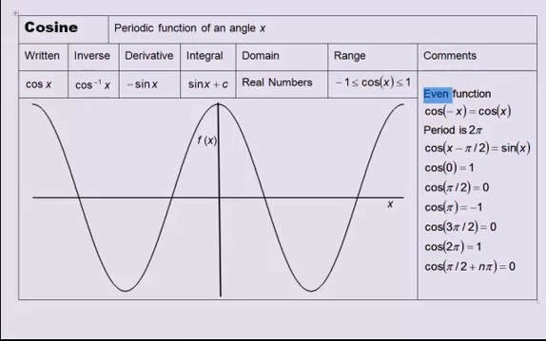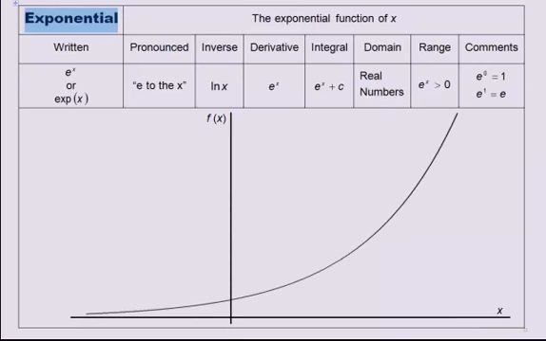Comments, it is an even function. Cos of minus x equals cos of x. Period is 2 pi. Cos of x minus pi over 2 equals sine x. Cos of 0 equals 1. Cos of pi over 2 equals 0. Cos of pi equals minus 1. Cos of 3 pi over 2 equals 0. Cos of 2 pi equals 1. And cos of pi over 2 plus n pi equals 0.